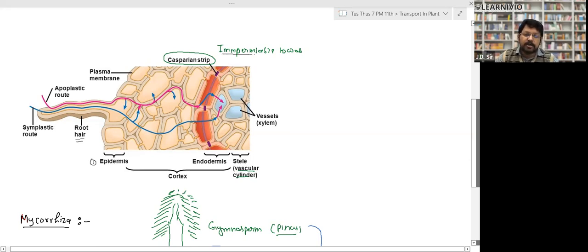Casparian strip is impermeable to water. So in the apoplastic pathway, water cannot pass through. In the endodermis, there are a particular kind of cells, and we call those cells passage cells. So water can pass through the passage cell. In endodermis, apoplastic pathway is not possible. Here, the water has to follow symplastic pathway, right? Means water has to come through the protoplasm. Water cannot come through the space between the cell walls, right? And then while crossing the endodermis, water reaches the xylem.